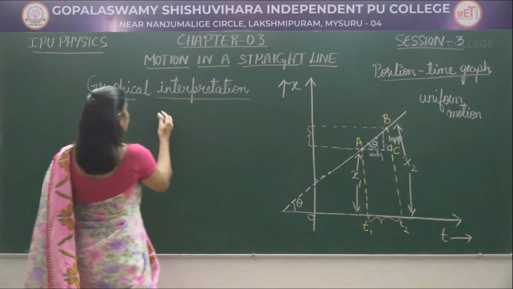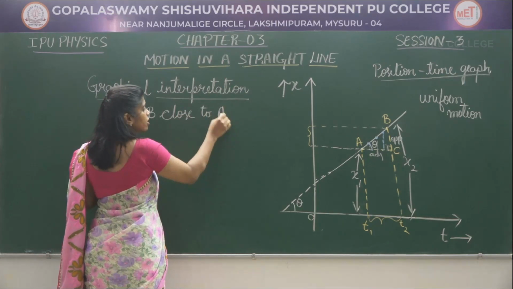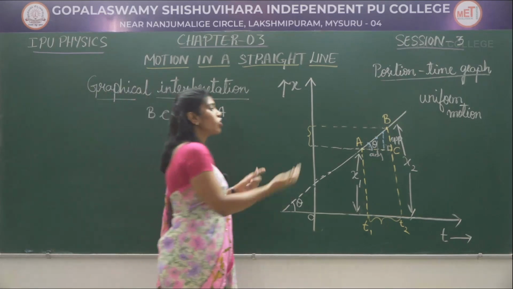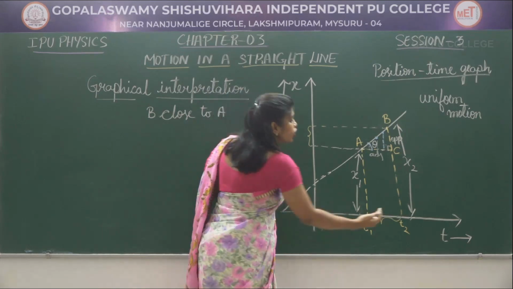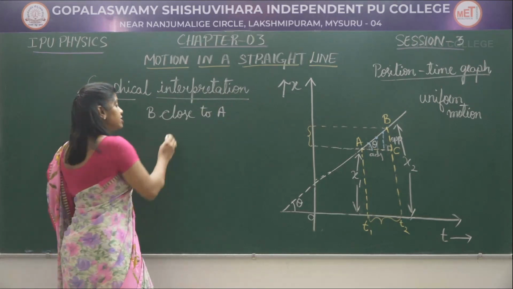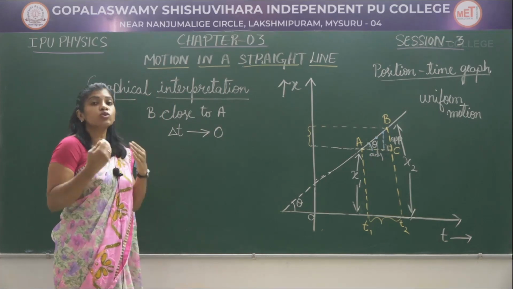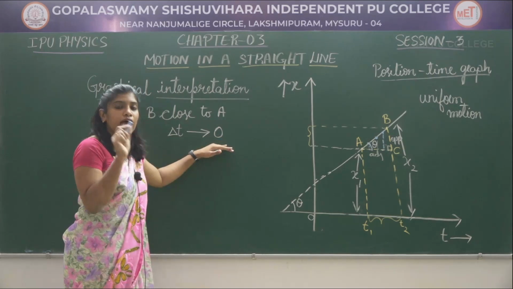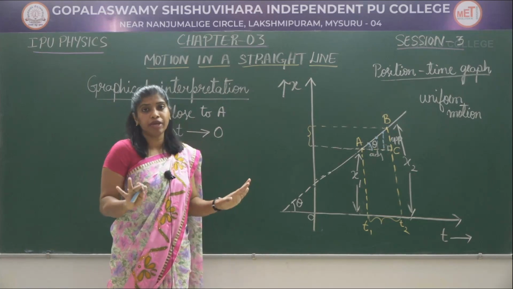That means, if you bring point B very close to A, you can find out the instantaneous velocity at the point A. That means you are bringing this delta t very near to 0. Delta t never becomes 0. Delta t is tending to 0. That means delta t is approaching a value which is near to 0. It is not becoming 0.